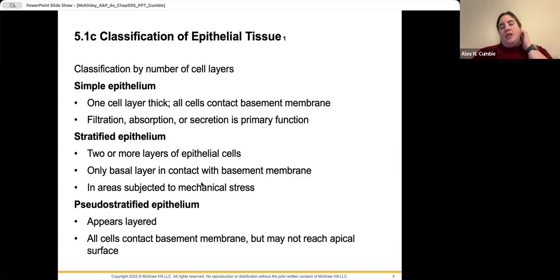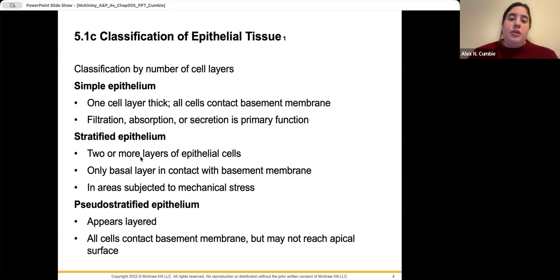All right, so let's get into those classifications, right? And just to put it again, if it's a simple epithelium, simple is one layer, and all those cells are going to be in contact with the basement membrane, which is just the bottom layer of the tissue. And then the tops of those cells is the apical layer. Simple tissues have very simple functions. They filter, absorb, or secrete primarily. If it's just one layer of cells, they're going to do that.